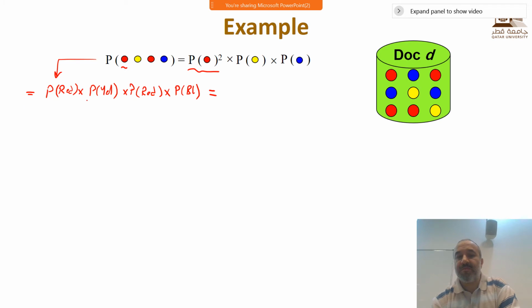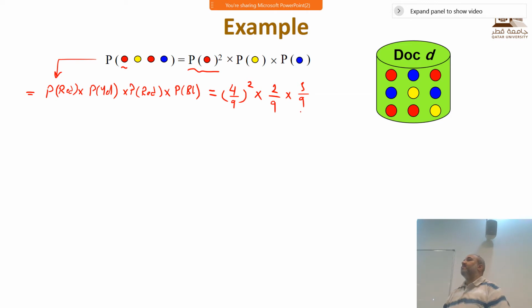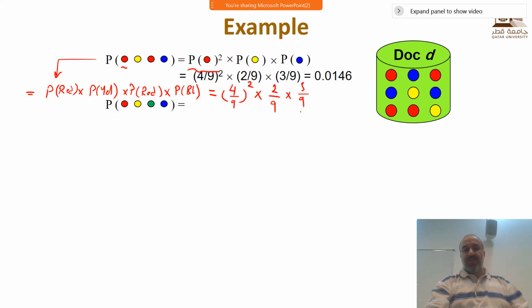4/9 squared times 2/9. What do we call this? This is the maximum likelihood estimate of observing yellow in the language model of the document, times 3/9. Okay, this is what we did, by the way, earlier, exactly. But now it is principled. Now we know why we did that.